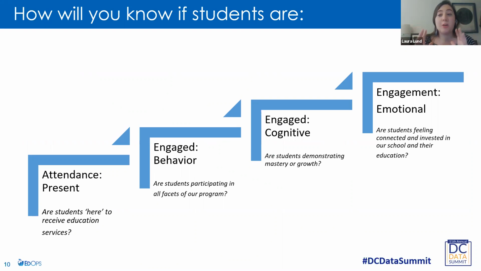But if we went one step beyond that, how would we know if students are engaging in all of the different facets of our distance learning program? What would need to be true for us to be able to see that? We could take it a step further and say, how would we know if students are cognitively engaged in distance learning? How would we know if they're demonstrating growth or mastery? And you can take it one step further and say, how would we know if students are emotionally connected to our school? Are they feeling invested in their education, invested in our community?